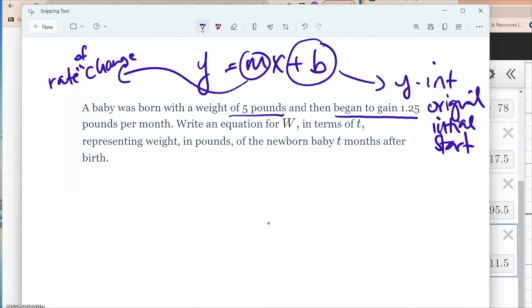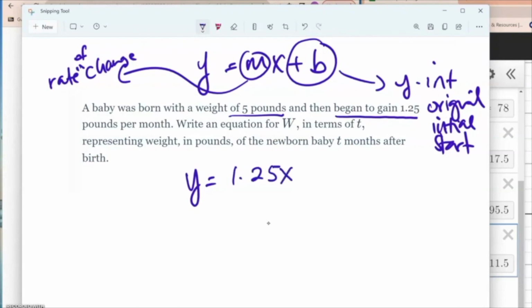So a baby starts with 5 pounds and then begins to gain. Now, which kind of direction is gain? Positive, right? So it's going to be plus 1.25 per month. So every month, the baby is gaining 1.25. If you write that down, your slope, how it changes, is your gain, which is 1.25. And be careful because sometimes this could be negative. Because it's gain, it's positive.